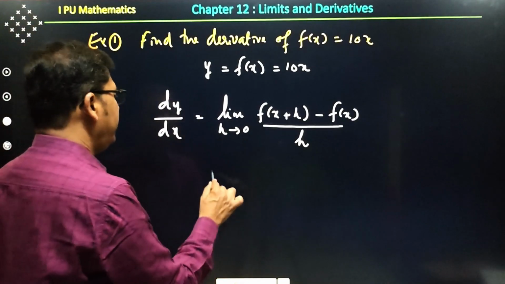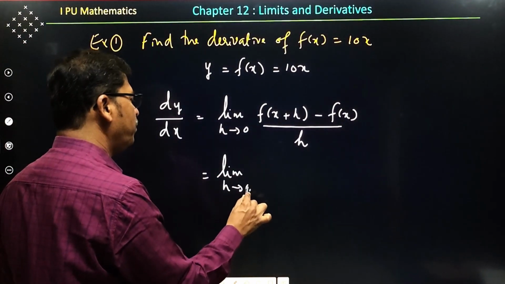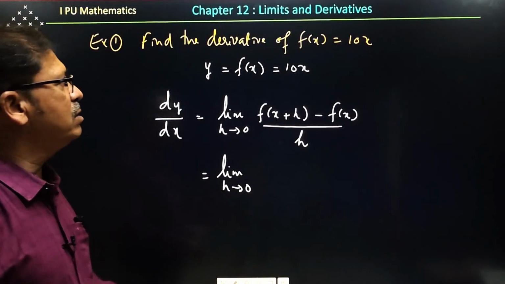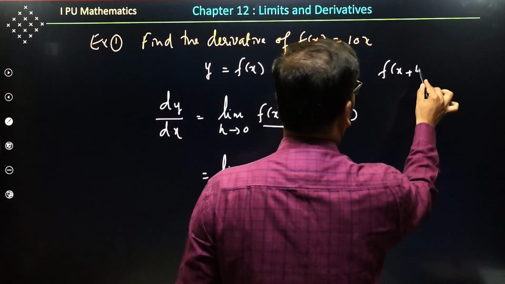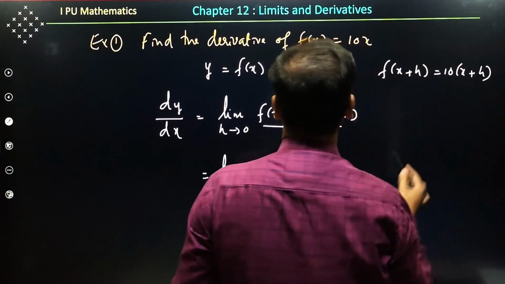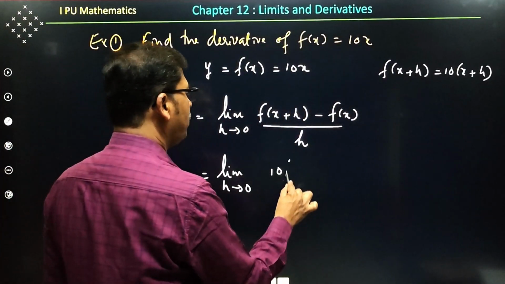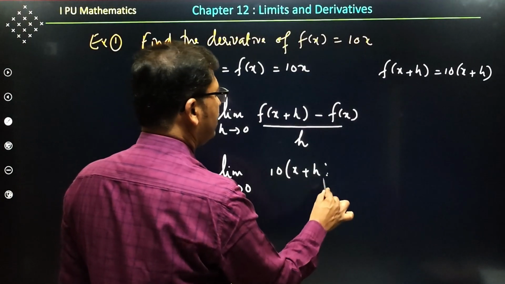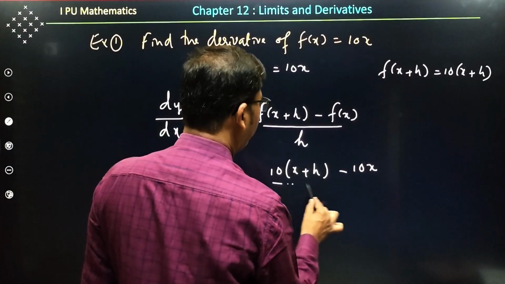See, limit h tends to 0, you write as it is. Limit h tends to 0 of f of x plus h. Since f of x is equal to 10x, f of x plus h is equal to 10 into bracket x plus h. That's all. x is to be replaced by x plus h. Minus f of x, which is simply 10x. Write 10x here. Whole divided by h.